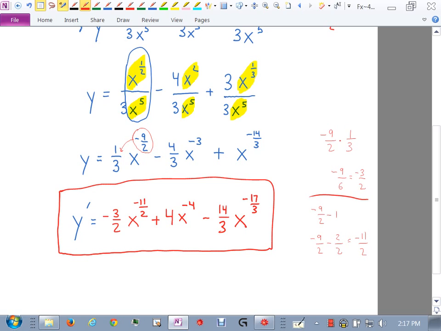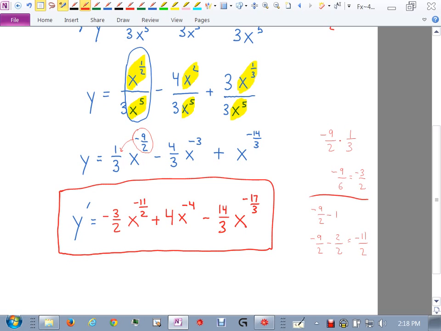Any questions? Yes. Negative 11 over 2. Remember, this came out and hit this, right? And that gave me this. Were you okay with that part? Okay, then I subtract 1 from that, right? That's what the power rule says. Subtract 1. So you take negative 9 halves and you subtract 1. It's the same as taking negative 9 halves and subtracting 2 over 2, common denominator. And then negative 9 take away 2 is negative 11. You do not have to.